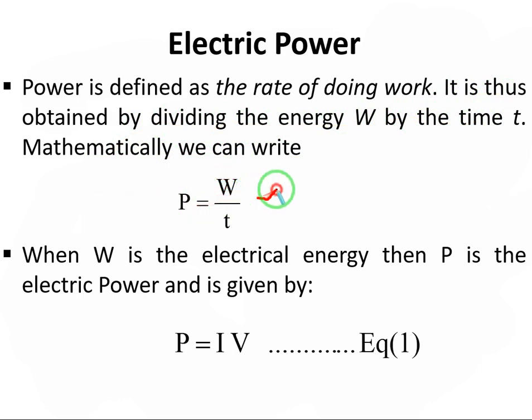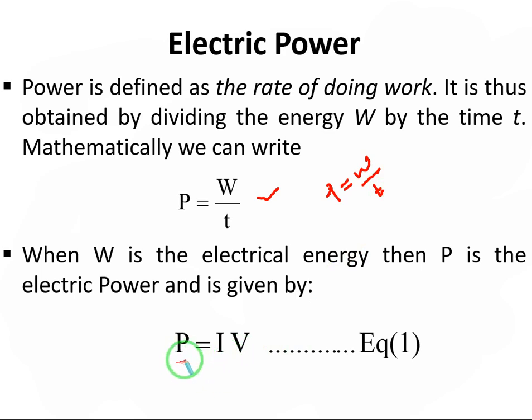Mathematically, this is your actual formula for power, P = W/T. When W is electrical energy, then P is the electrical power. This formula is used in kinematics, like animation, when you are doing work. But when you are talking about electricity, we have two things, voltage and current.